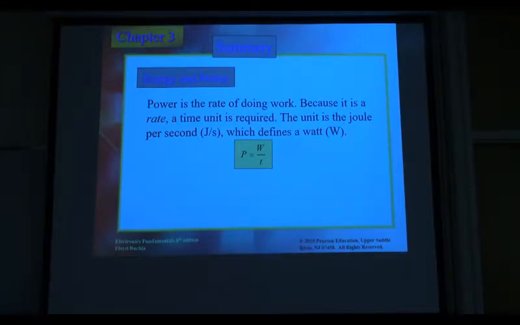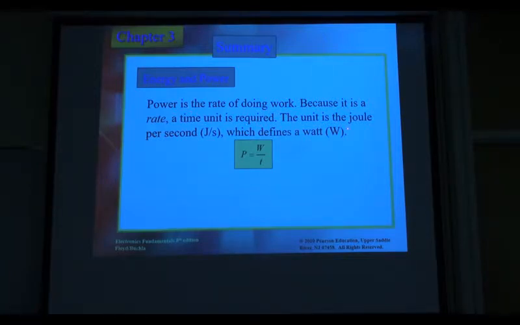Power. So what is power? Power is the rate of doing work. That means the work per unit time, how fast or how slow you do the work. Because it is a rate, a time unit is required.